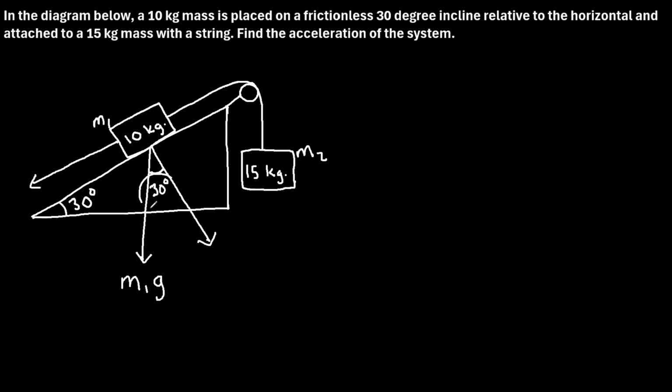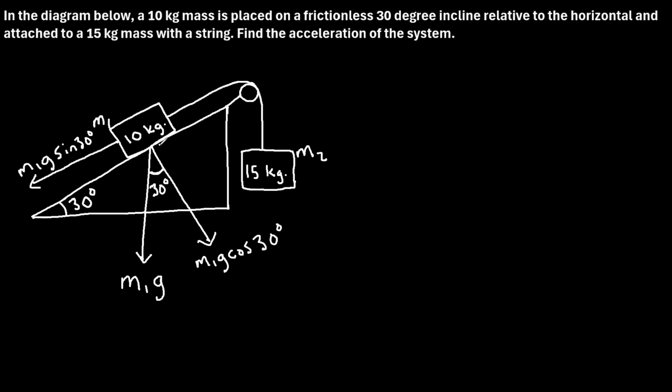Okay, so once we've established that fact, now we need to know what's the magnitude of these two components right here. Well, this perpendicular component is simply going to be the force of gravity times the cosine of this angle. So let's write that down. M1 times g times the cosine of 30 degrees. And this parallel component, that's going to be M1 times g times the sine of 30 degrees.